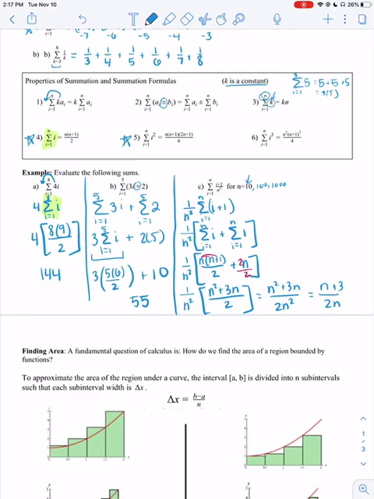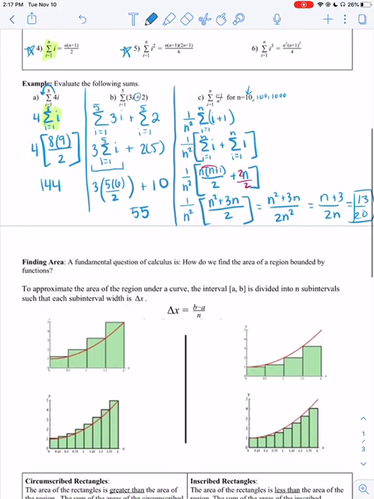And then this is where you would plug in your 10, your 100, your 1000. Just makes it so you don't have to do the whole problem multiple times. So save it, leave the n, and then substitute at the end. And so here n is 10, so we're going to do 10 plus 3, 13 over 20.